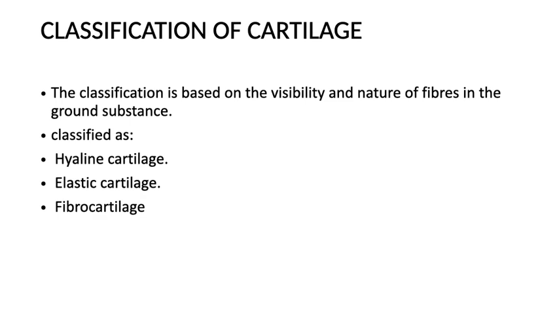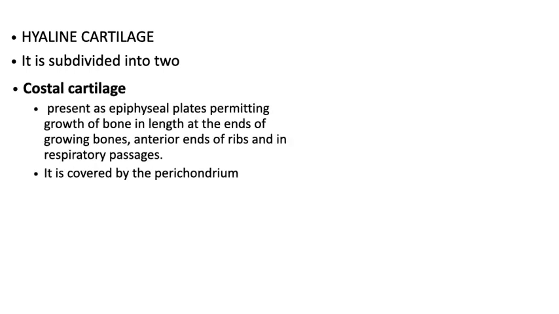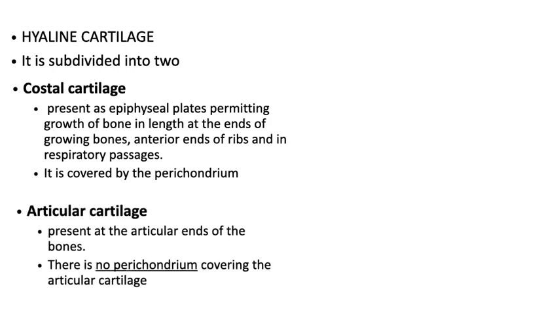Classification of cartilage. The cartilage is classified as hyaline cartilage, elastic cartilage and fibrocartilage. Let us see one by one. Hyaline cartilage. Hyaline cartilage is further divided into costal cartilage and articular cartilage. Costal cartilage is present at the ends of the growing bone and it is covered by perichondrium because growth is there. So, example is ends of ribs.